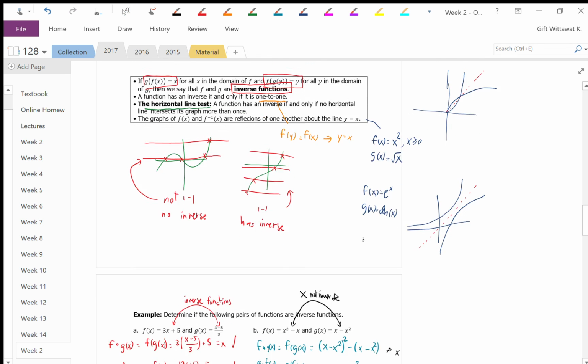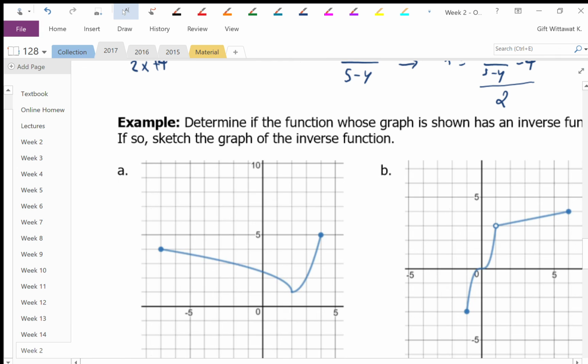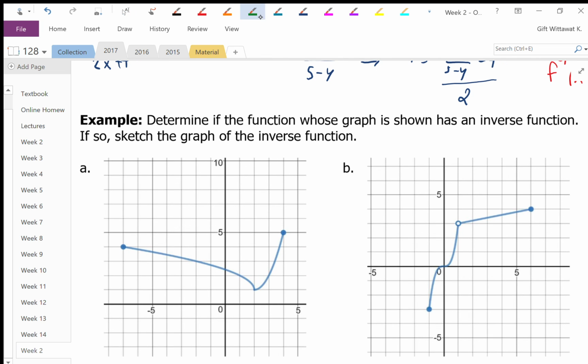Okay, so that's just one last example that I wanted to show you. I'd like to determine if the graph has an inverse function, and if it does, sketch the graph of the inverse function. For the first one, you can see that if I draw this vertical line, it intersects the graph more than once. So it failed the line test, so this graph has no inverse.